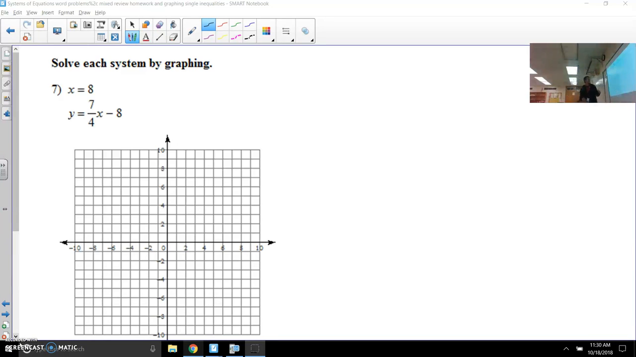X equals 8, that means every point has an x value of 8. So (8, 0) is a point, (8, 3) is a point, (8, -3) is a point. So that creates a vertical line going through all those x values of 8. Now y doesn't matter because there's no y in the equation, but 8 is always the x value.